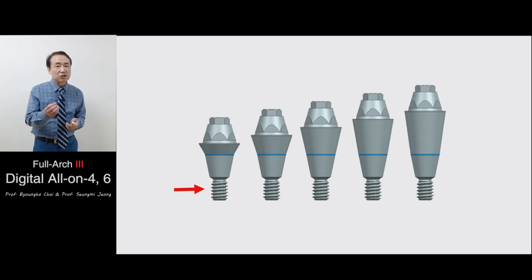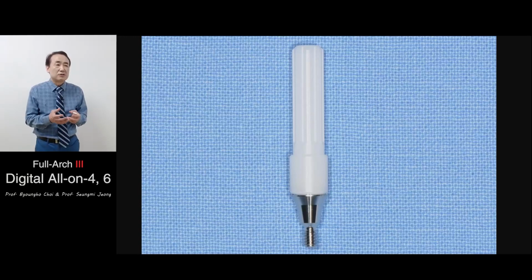If you look at the lower part of the abutment, there is a screw thread. As a result, you don't need an additional screw to fix the abutment to an implant. The straight abutment comes with a pre-mounted holder, which helps connect the abutment to an implant.